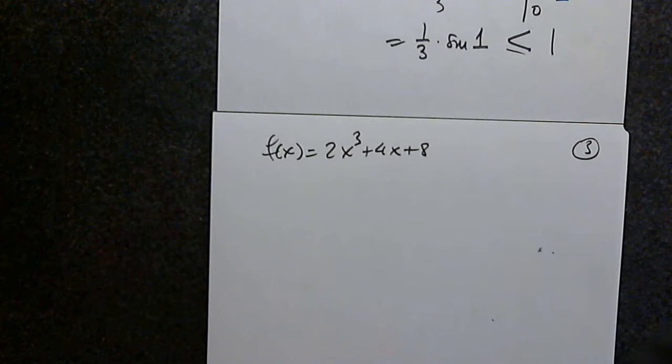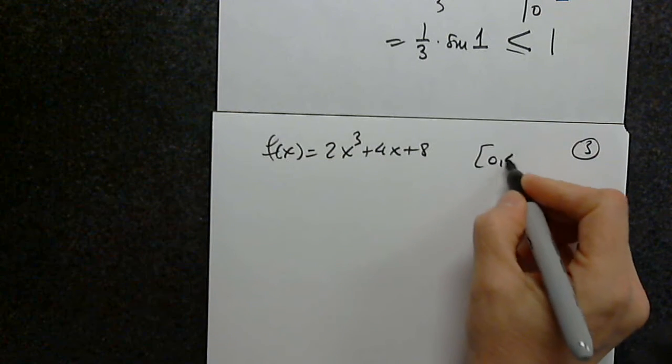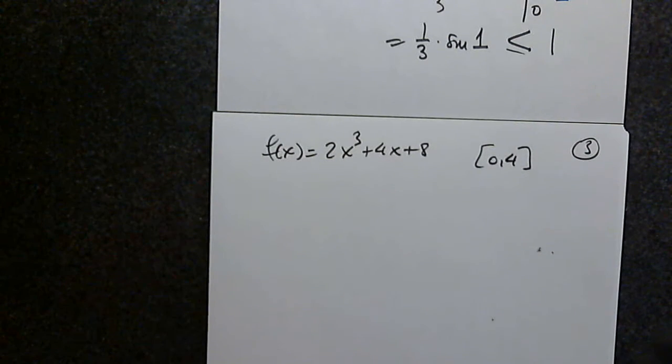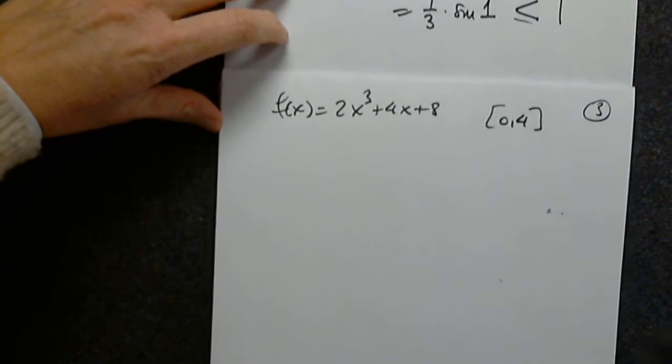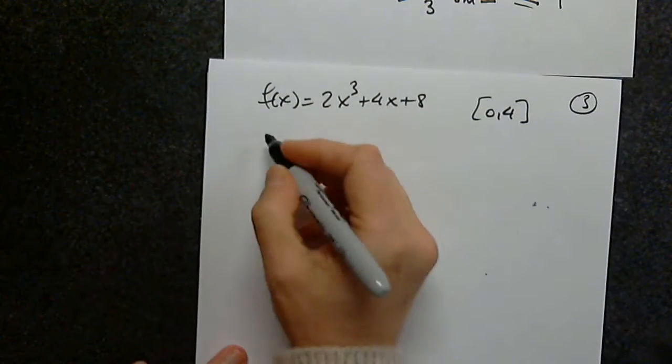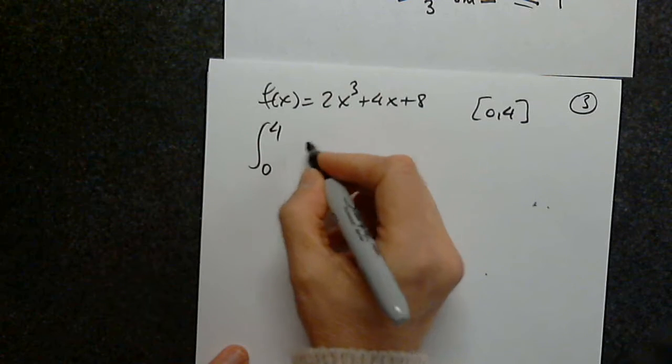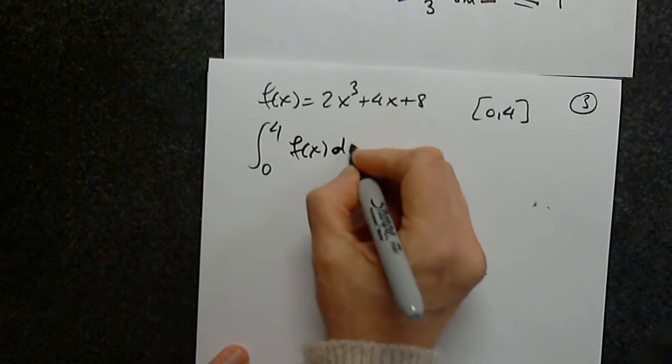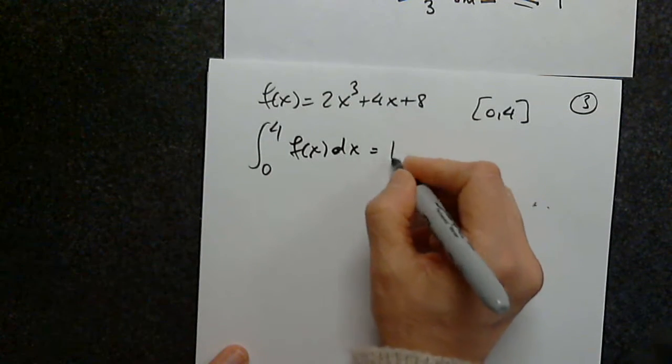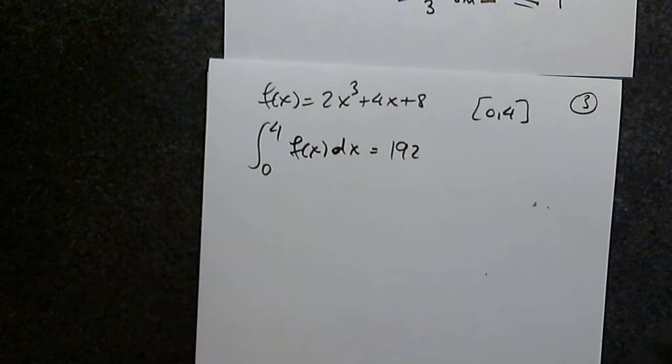Okay, so we had the interval 0, 4. And we want to determine the integral. Can you please tell me what was the x, what was 190 something? 194. Very good. Okay, perfect. So I would do that first.